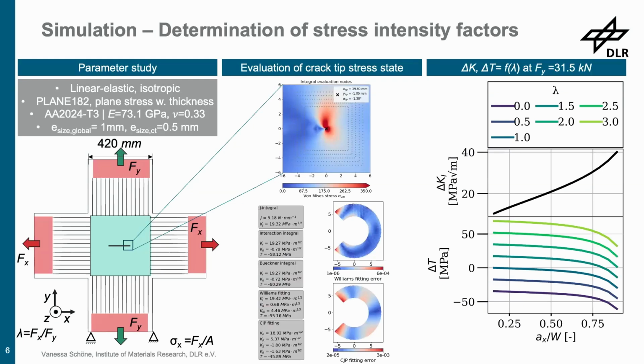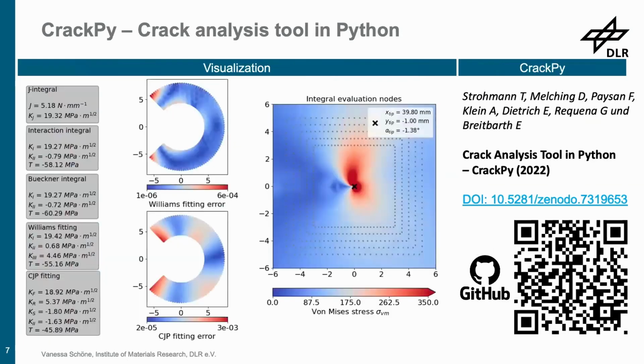So the method that we used is the method that I'm going to introduce now. We wrote a tool. It's called CrackPy, Crack Analysis Tool in Python. This is a tool that my team and I developed. It's written in Python, so it is open source, and you can scan the QR code and try it out. The key point is that, based on either numerical or experimental data and the displacement field, we can, for example, use AI and machine learning models to detect the crack tip.